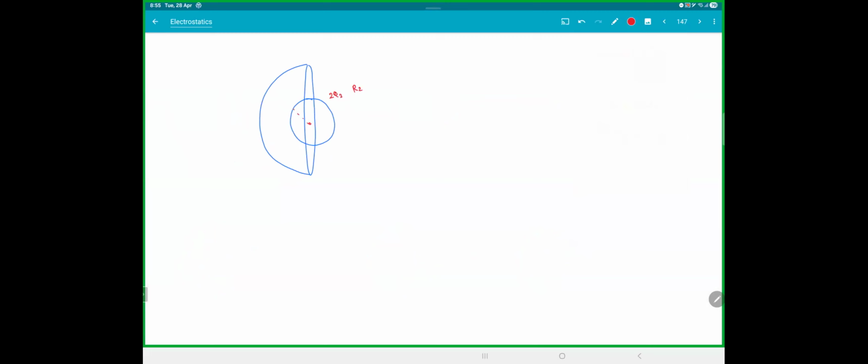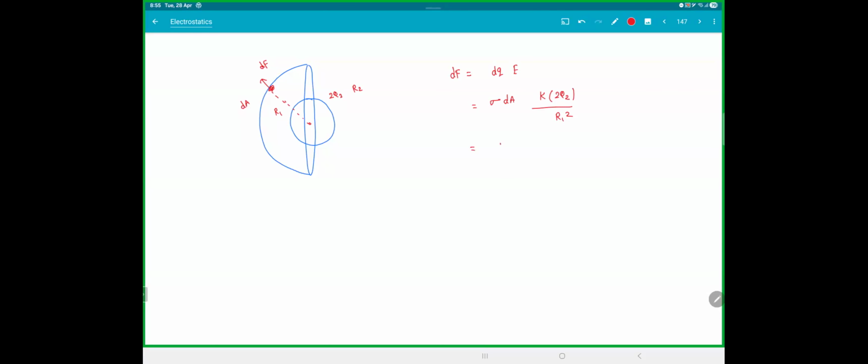So from the center here, somewhere, I will take a small piece, a small area dA. Then the force on this dA piece, dF, will be the charge dq into the field. dq will be sigma into dA. Field will be k into 2q2 by r square, but this distance is r1. So far clear with me? We are finding the field due to the small sphere on the surface of the hemisphere.